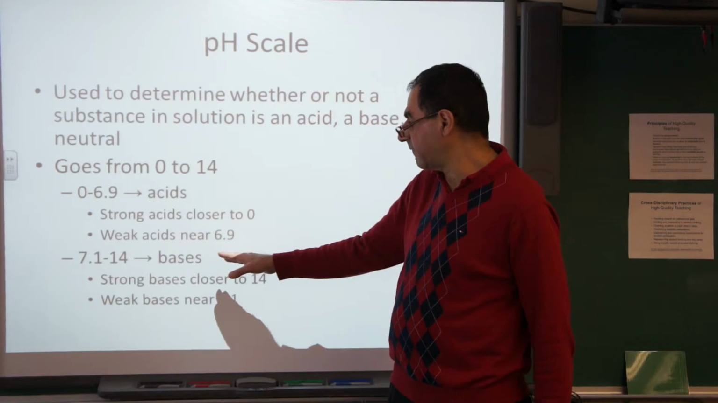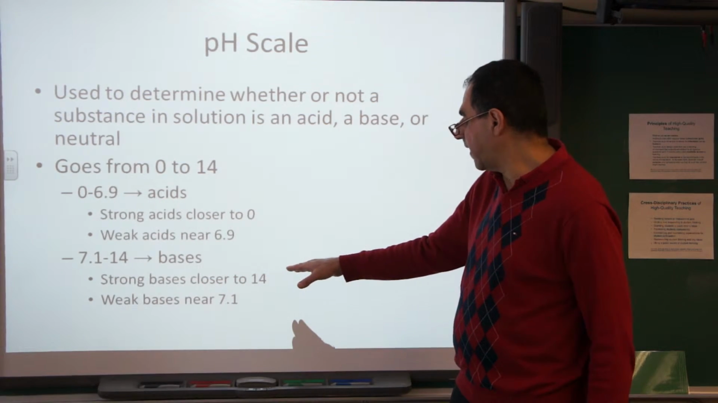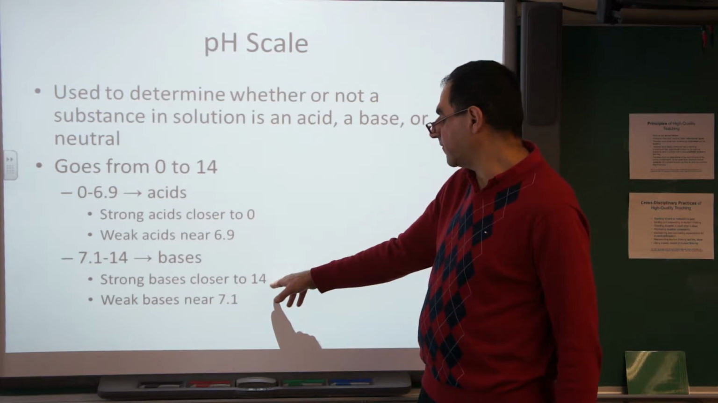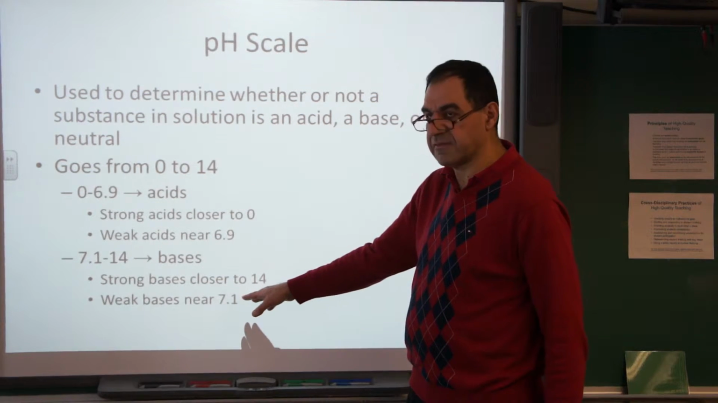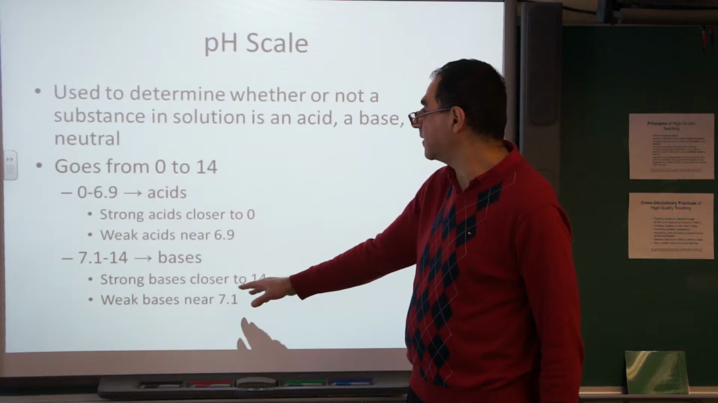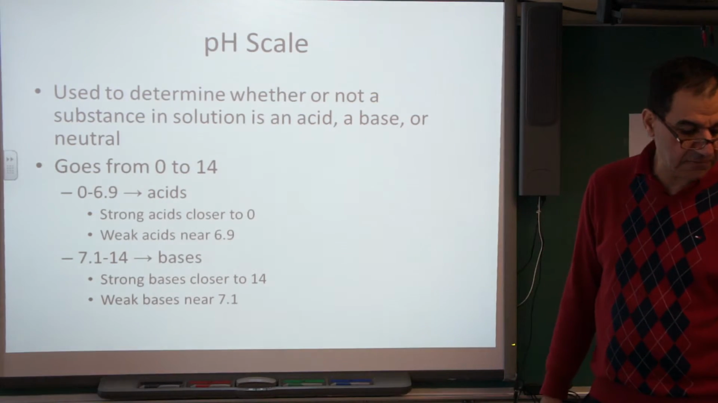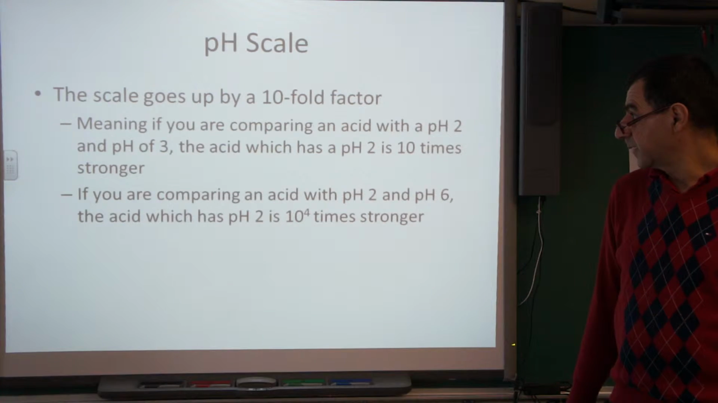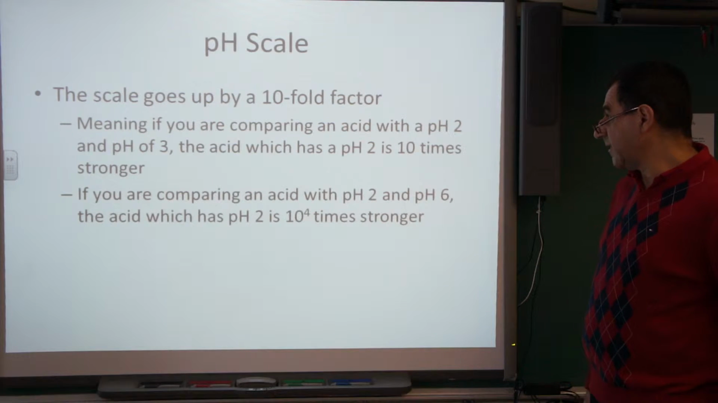Bases are greater than 7, up to 14. And very, very strong bases have a pH of 14. Very weak bases have a pH of slightly more than 7. And a pH of 7 is neutral. The scale goes up by a 10-fold factor.